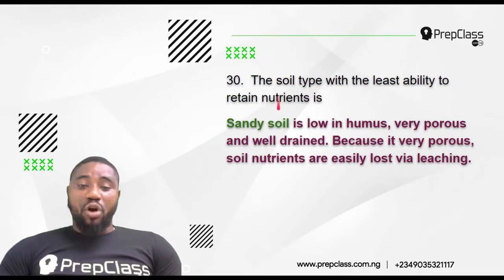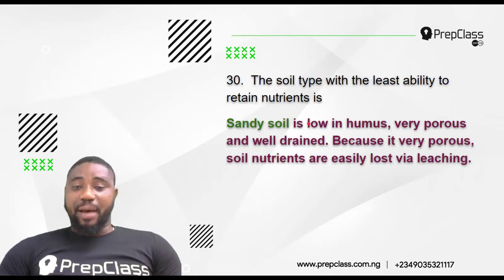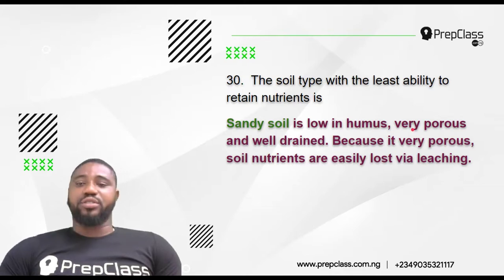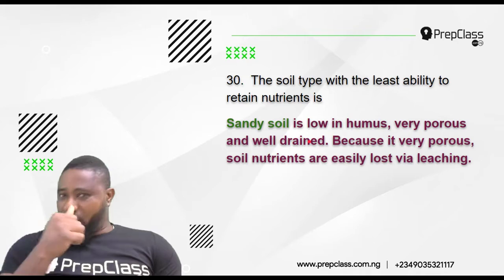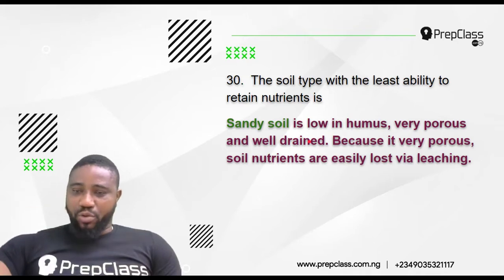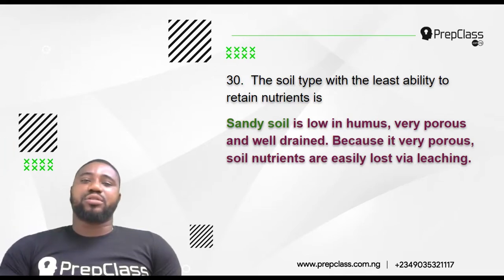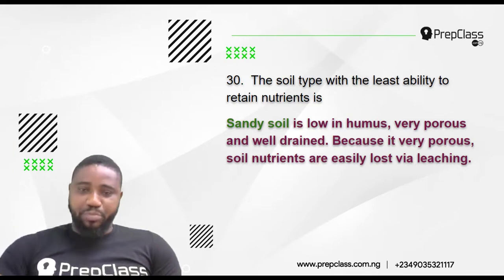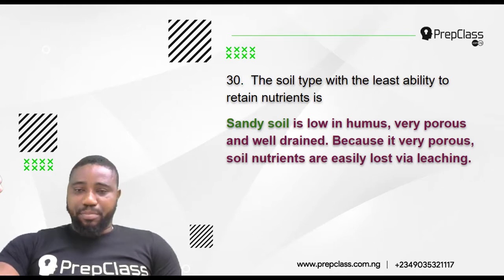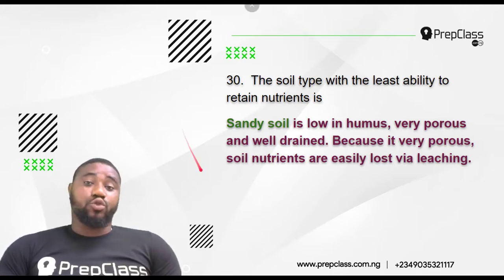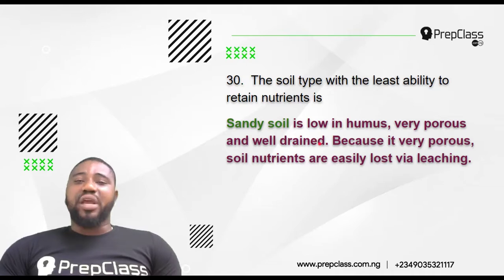The major reason why sandy soil has the least ability to retain nutrients is, apart from the fact that it's low in humus, it is very, very porous and well drained. If you have a pile of sand, try to pour water on it from the top. The water will just penetrate straight down through that soil profile. So water easily penetrates through sandy soil because it is well drained. And because it's well drained, it will be difficult for it to hold nutrients.